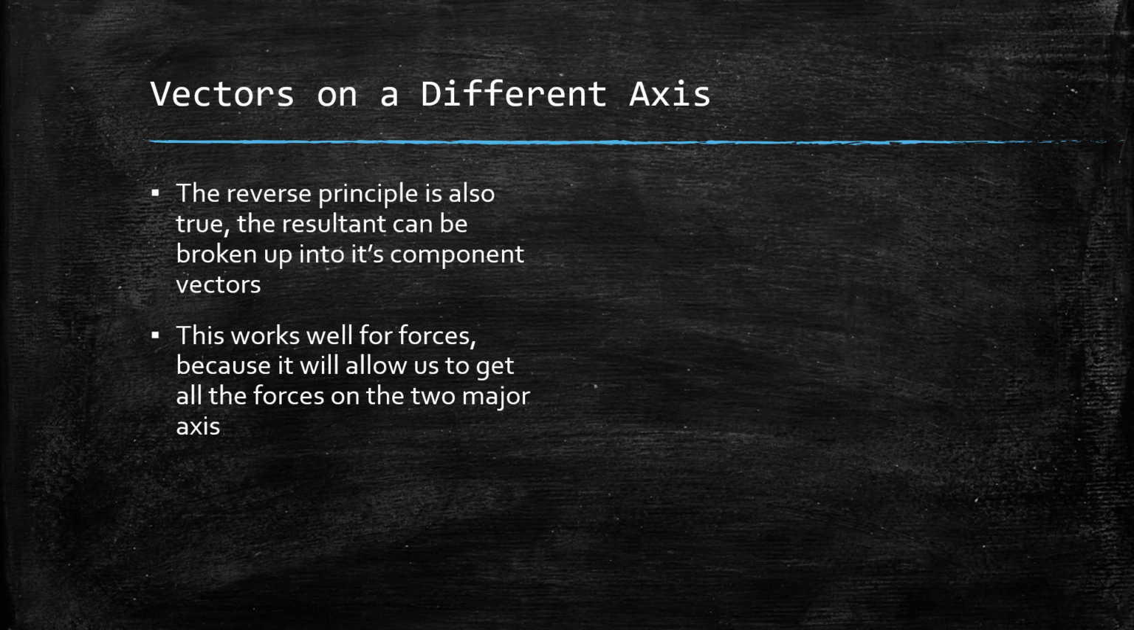So for instance, if we had one force going that way, maybe a wind acting on a boat that's trying to go across a river, it's got one force acting that way, it's got some drag working on it this way, and then its engine is pushing in this direction.